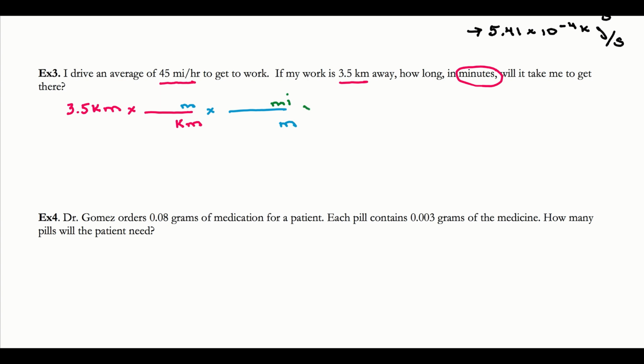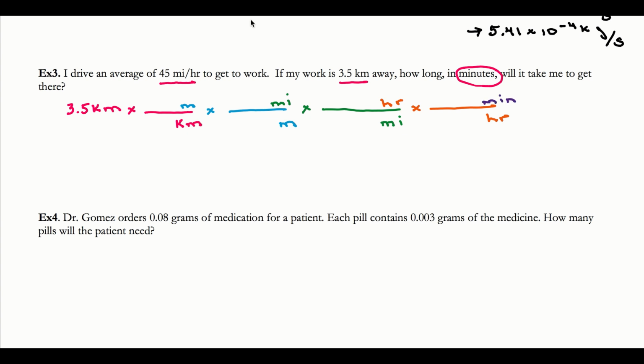I'm not done though, because I actually want to be in minutes. So how do I do that? Well, I want to get out of miles, and what I want to get into now is hours. And I actually know that relationship because I know my speed. 45 miles equals 1 hour. Now I'm in hours. I'm going to get out of hours. And I can finally get into minutes.